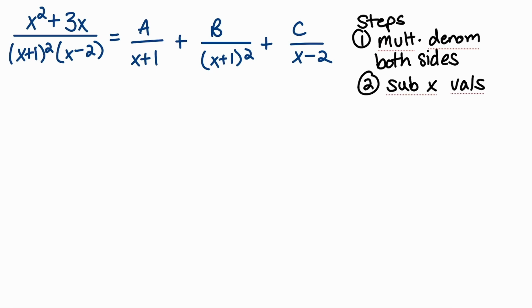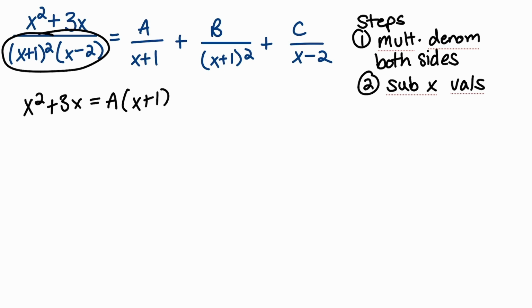All right, so first we are going to multiply both sides by this denominator right here. So then we'll get x squared plus 3x equals a, and then we're multiplying each of these terms by that denominator. So a times (x plus 1) times (x minus 2), plus b times (x minus 2), plus c times (x plus 1) squared.